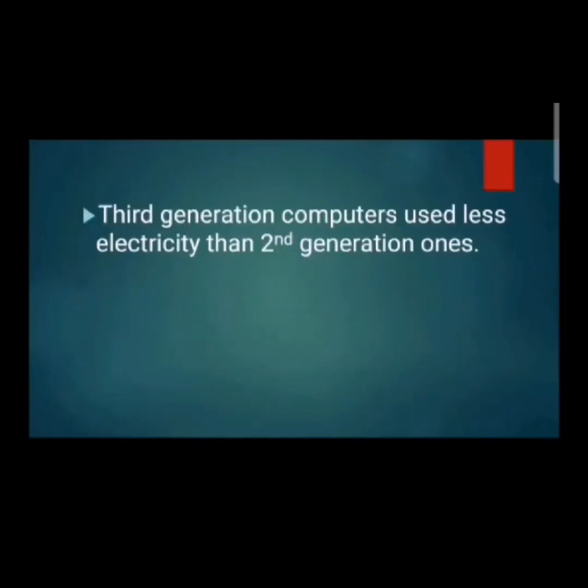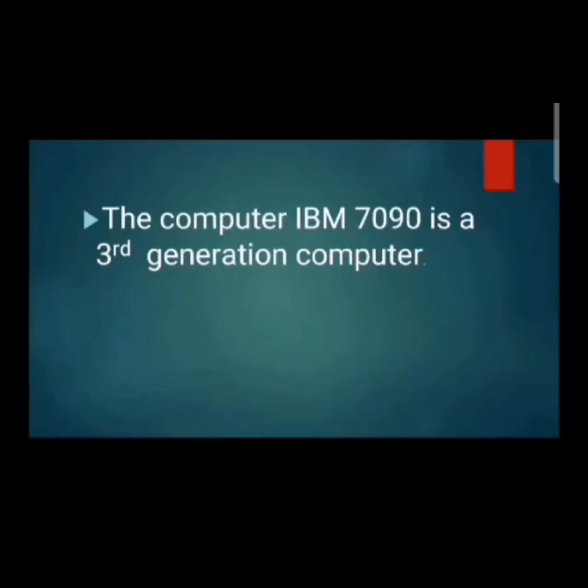Third generation computers used less electricity than second generation ones. Yes, it is true. Third generation computers use less electricity as compared to the second one. The computer IBM 7090 is a third generation computer. Is it true or false? Very good. This is false because the computer IBM 7090 is a second generation computer.